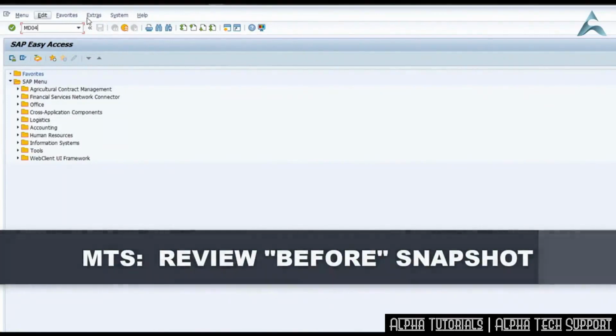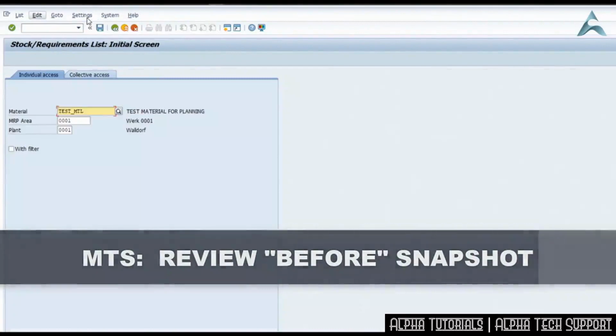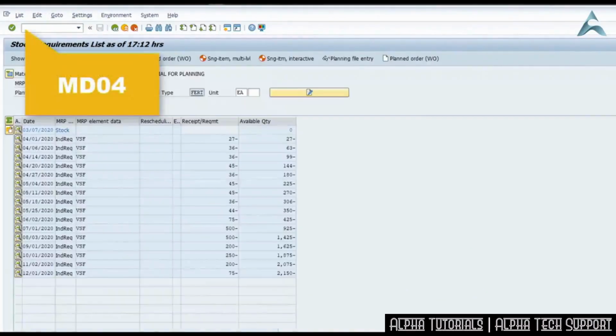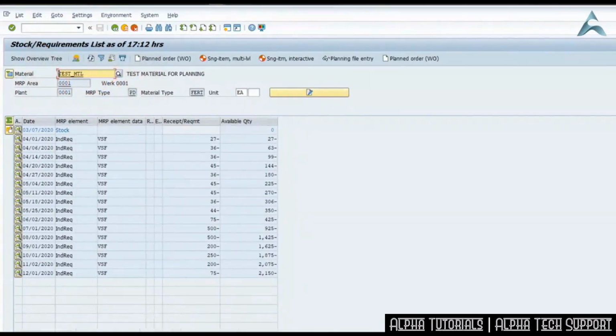The next thing I will demonstrate is the planning situation for that finished good that we just loaded a forecast for, using MD04, the stock requirements list. Again, in our example here, this is a brand new material that we have never manufactured. We have never sold to a customer. This is what an initial planning situation will look like for a brand new material. We have zero stock because we've never manufactured it. And all we have right now is our forecast, our placeholder demand. And as you can see, those quantities that we loaded exactly match what we see here.